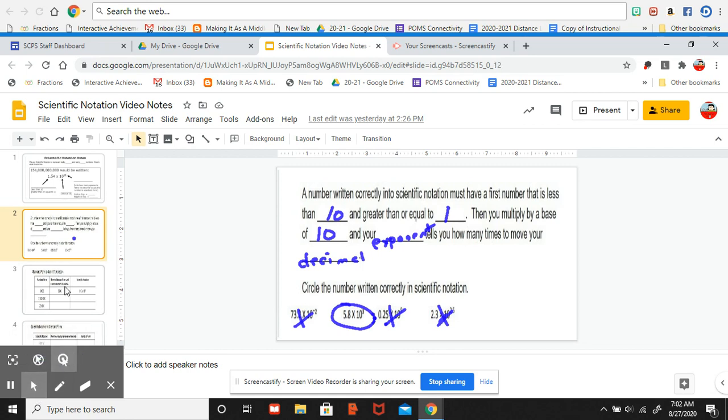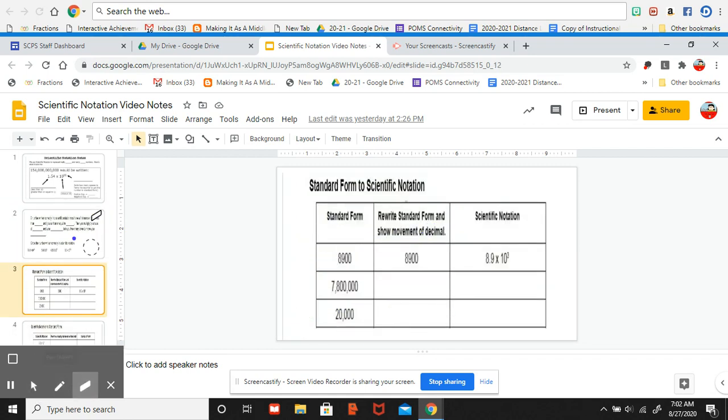So moving on, looking at your examples here, 8,900. The decimal is always in the back, you don't see it right now, but we need to move it so our first factor is between 1 and 10. So we need to move that decimal from the end to between the 8 and the 9, and we're going to do that 1, 2, 3 times. And that's why we write it as 8 and 9/10 times 10 to the positive 3 power, because we know that's a really big number.